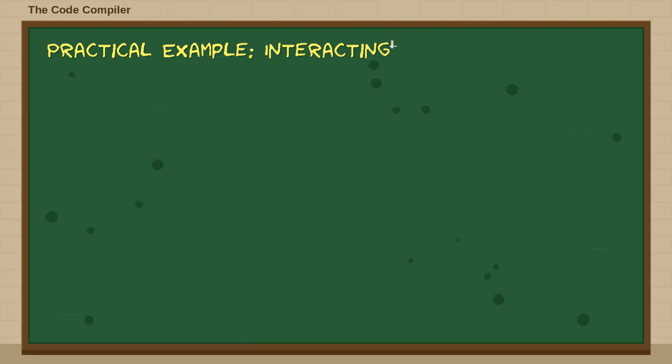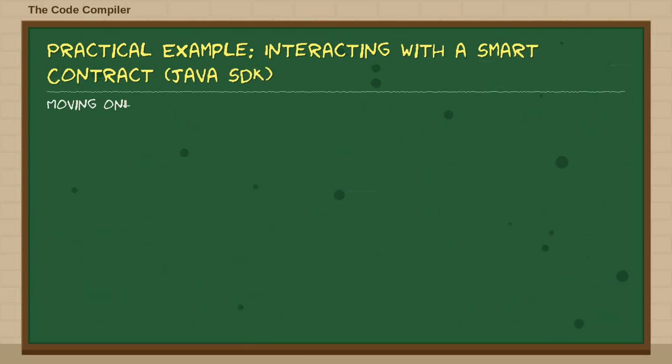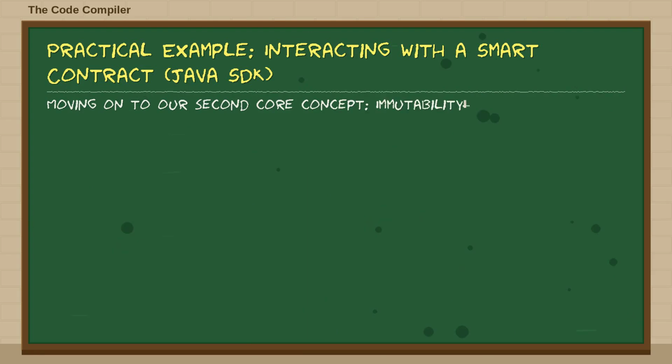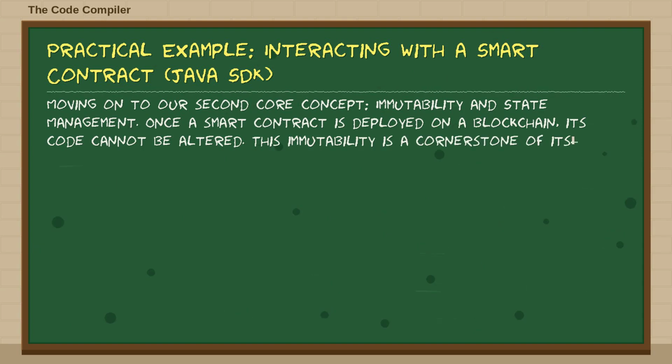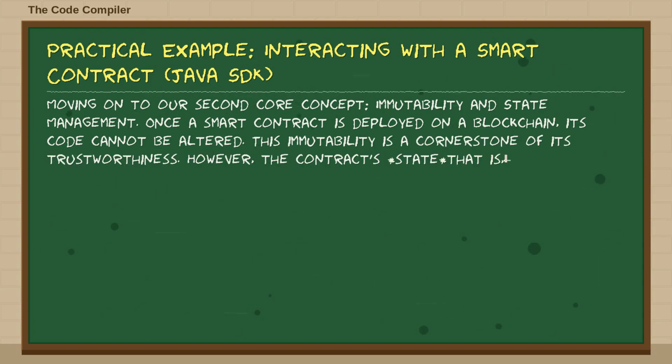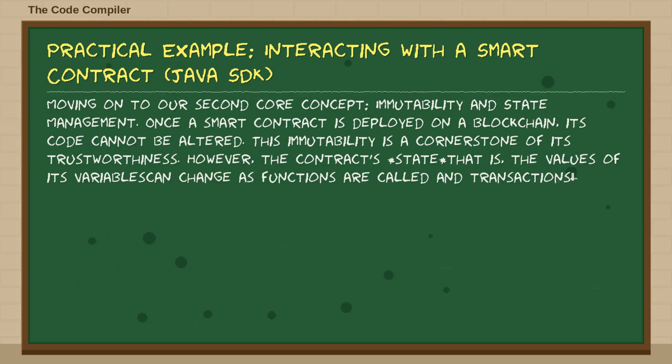Moving on to our second core concept, immutability and state management. Once a smart contract is deployed on a blockchain, its code cannot be altered. This immutability is a cornerstone of its trustworthiness. However, the contract's state, that is, the values of its variables, can change as functions are called and transactions are processed. Each state change is recorded as a new block on the blockchain, creating an immutable history of all interactions.